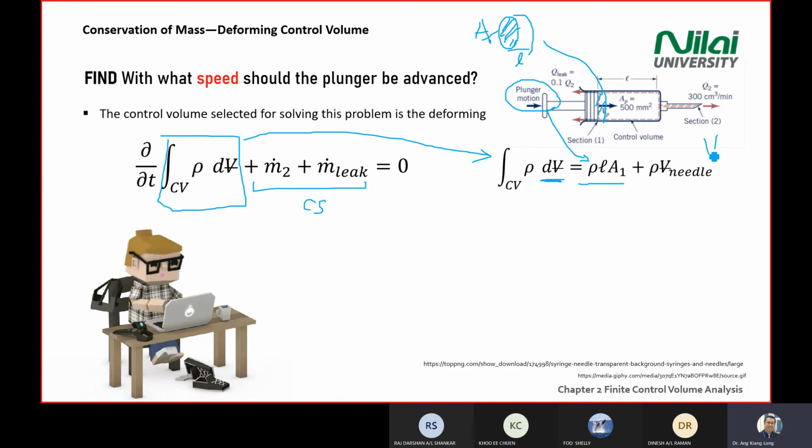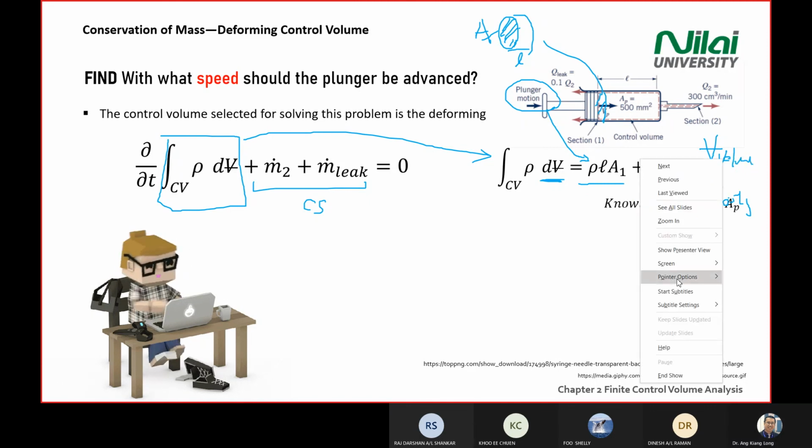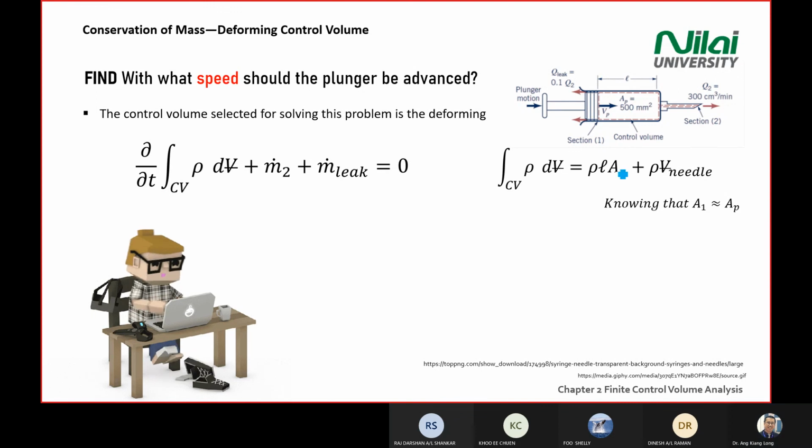Again, if you see a V with a line through the center, it means volume. If I only write it like this, it means velocity. This one is velocity, and this is volume. Then we know that A1, your section 1 here, is A_P, the plunger area, which is given. The plunger area is 500 mm square.